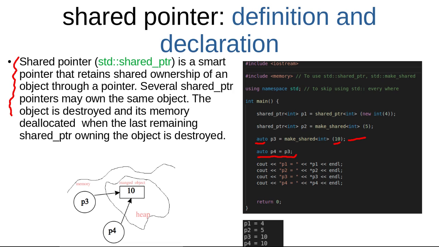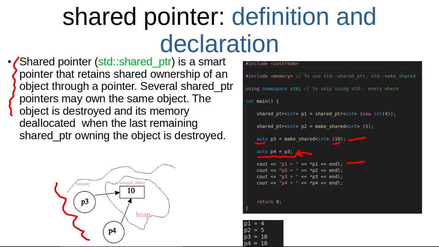As we said here, many shared pointers can share the ownership of the object. So in this line, p4 and p3 are pointing to the same object, which has the value 10, as you see in this diagram. So p3 and p4 point to this object. That's why it's a shared pointer.